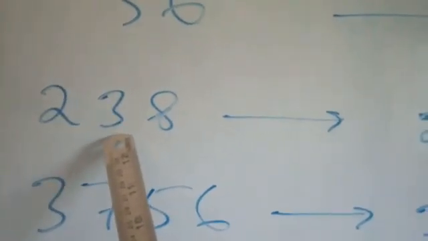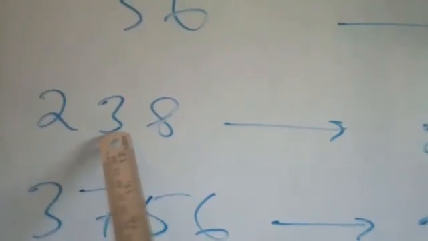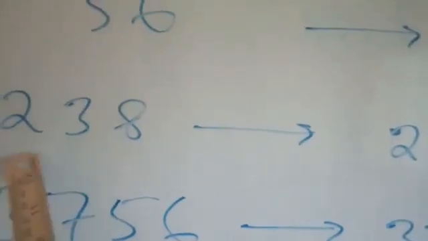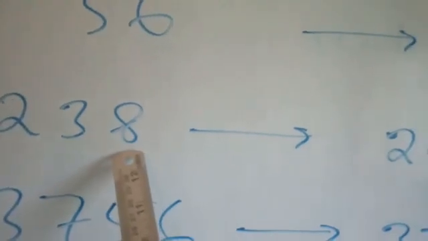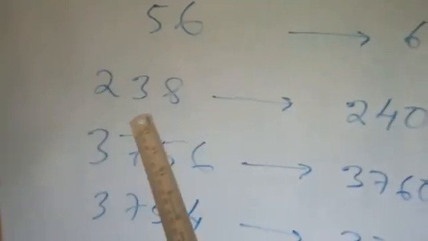So when we are adding 1 to 3, we are getting 4. That means 2, 4, 24. In the place of 8, 0. So 240. Is that clear?